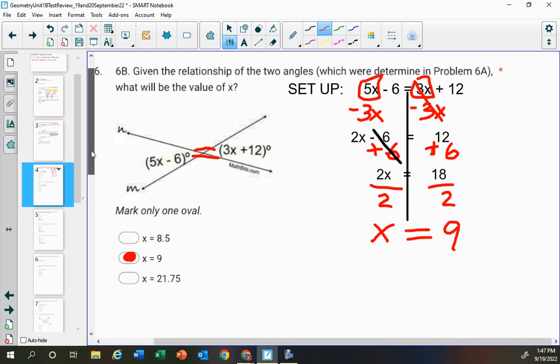Again, a lot of these problems are going to be given a diagram, what's your setup? Similar to your quiz: diagram, setup. Okay, real quick with number 6C. So take your x equals 9, you're going to use it for the next problem. A lot of these, your previous answer, you use for the next problem. Take your x equals 9.